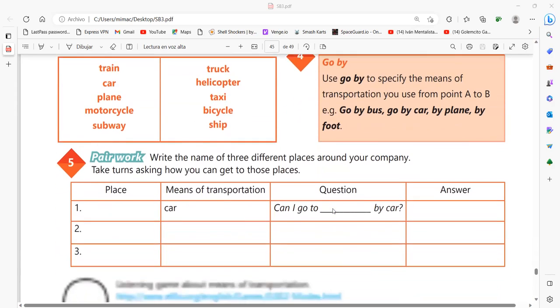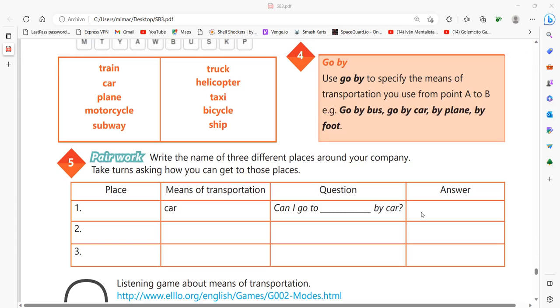You created your conversation. And over here, you also worked in the breakout rooms and wrote the names of three different places around your company. You took turns asking how you can get to those places. For example, here we have a place, any place, and a means of transportation, car. Question: can I go to, for example, Salvador del Mundo by car? The answer: yes, you can, or no, you can't. Why? Because the modal verb that we are using is this one in order to ask the question. Is that okay?